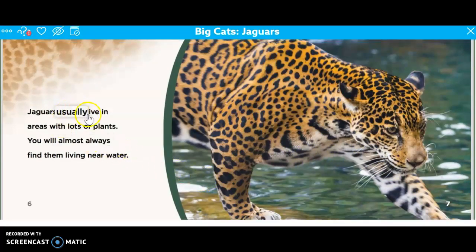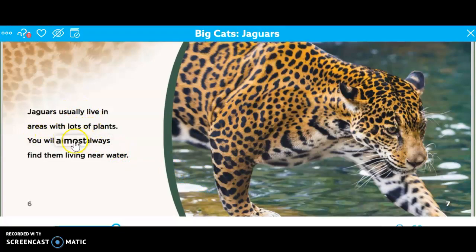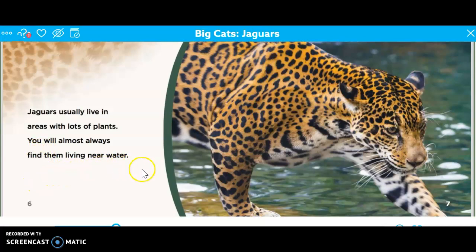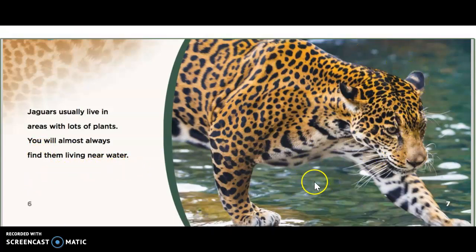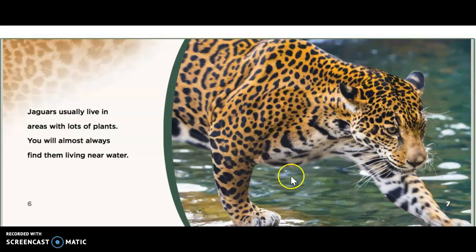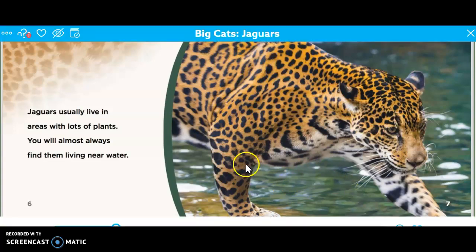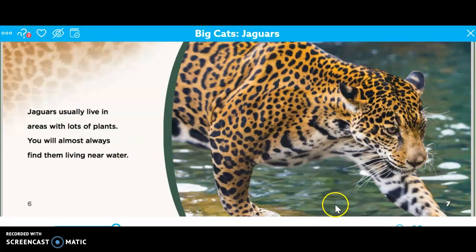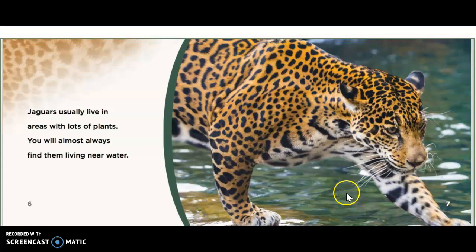Jaguars usually live in areas with lots of plants. You will almost always find them living near water. And here we see this picture where it's a lot of water. And we can kind of predict that they're not deep in the water. Even though the text didn't say it, we can kind of see them walking on top of the water a little bit, which means it's not deep. It's kind of shallow.